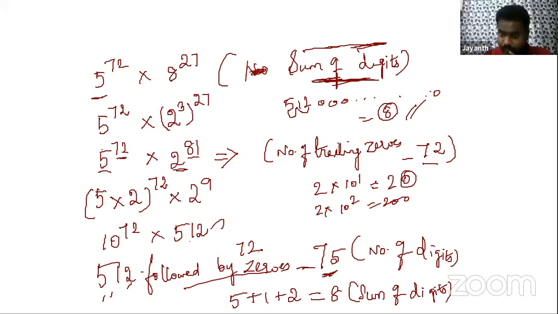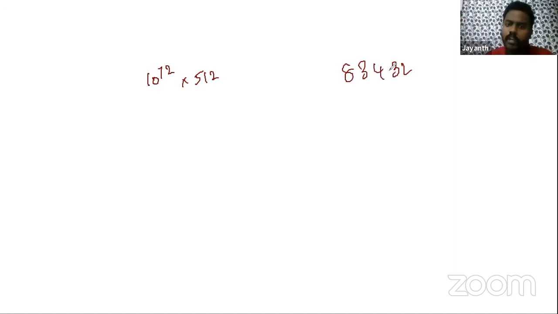Krishna, what is it? Sir, could you tell me after 10 power 72 into 512? Okay, listen here. See, the product is 10 power 72 into 512, right? The question asks for the sum of the digits. For example, if the number is 8342, you have to add all the digits. 8 plus 3, 11. 11 plus 4, 15. 15 plus 3, 18. 18 plus 2, 20.